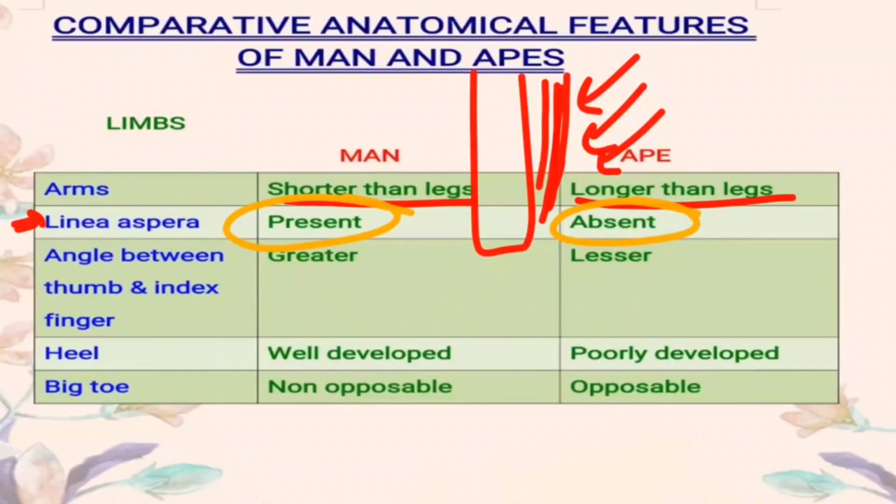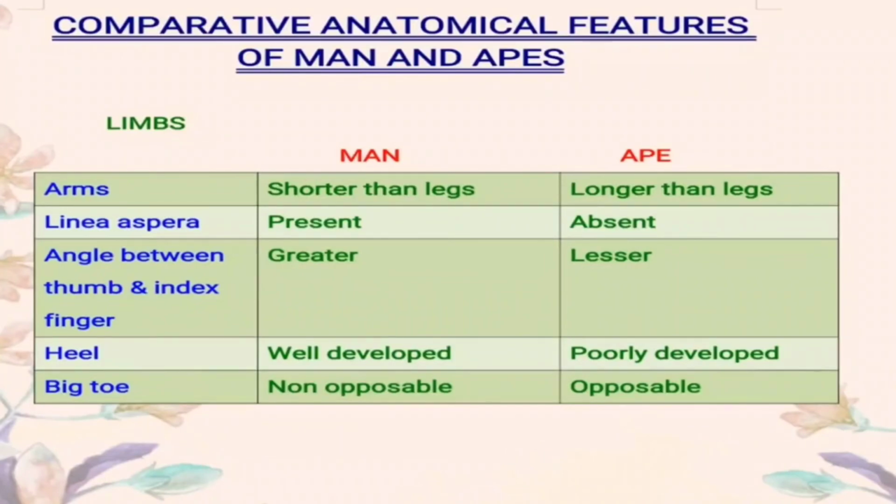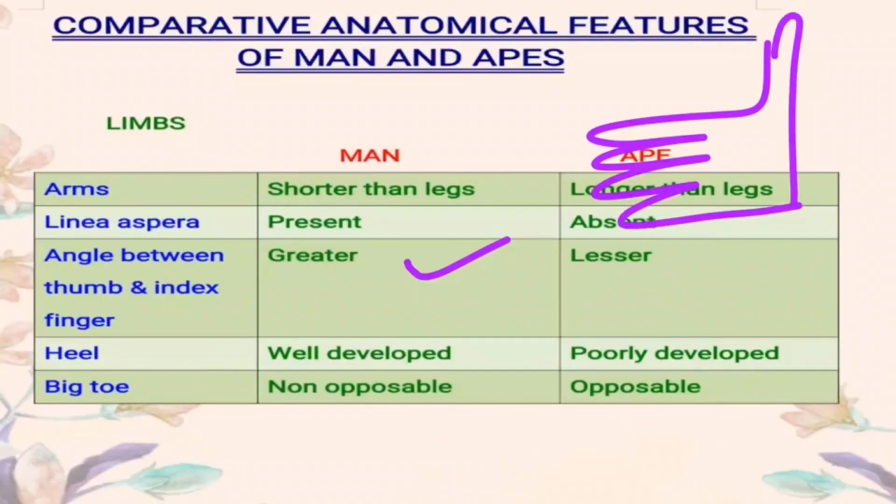Angle between the thumb and index finger. So this is simply the angle between the thumb and index finger. Sorry, it's not talking about the foot, it's talking about the hand, the index finger and thumb. So you'll see that the angle between them is actually greater. For example, we can make a 90-degree angle. But the angle in case of the apes is not that much, it is lesser.